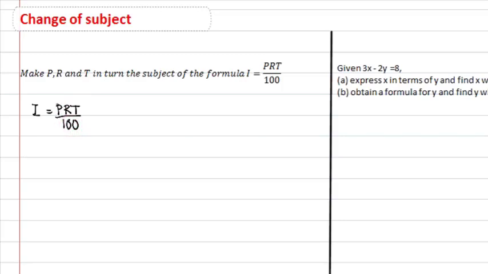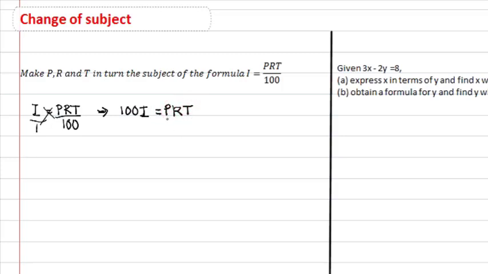We want to make P the subject of the formula, so we're going to cross multiply first. If we cross multiply, it's going to be 100 times I and 1 times this, which is the same thing as this. There's like an invisible 1 here, okay? So 100 I equals 1 times this, which is still the same thing as PRT.